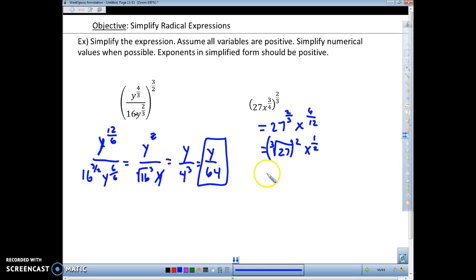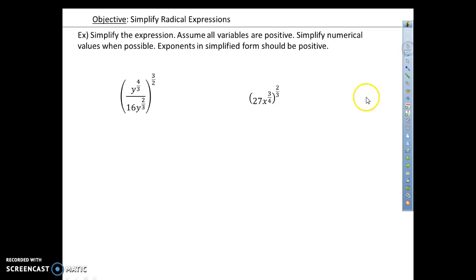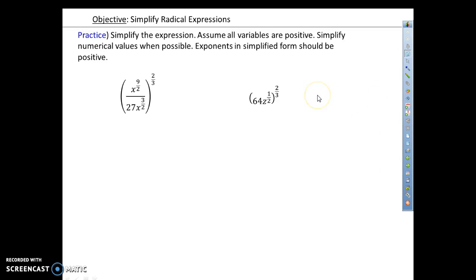Cubic root of 27 is 3 squared times x to the power of 1/2, and this gives me 9 times x to the power of 1/2, or the square root of x. Simplified, you can see it like this. Okay, those are the final examples. I do have a couple of practice problems for you, so please go ahead and pause the video and try these examples.